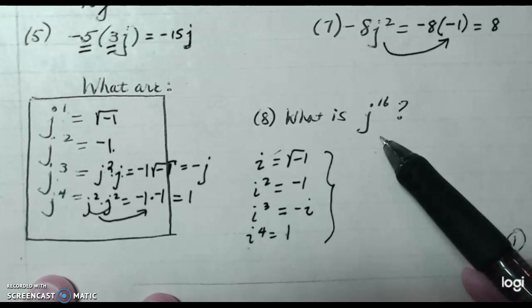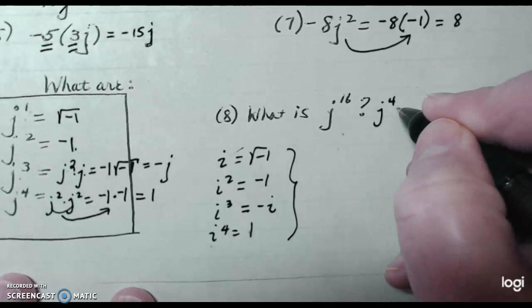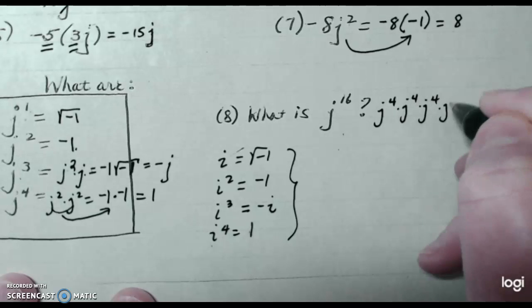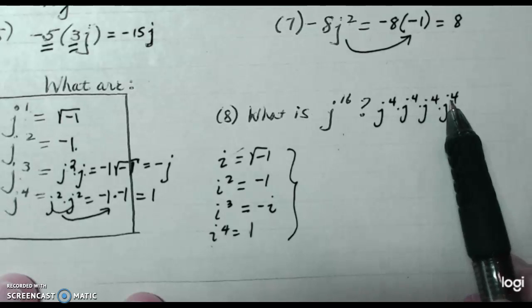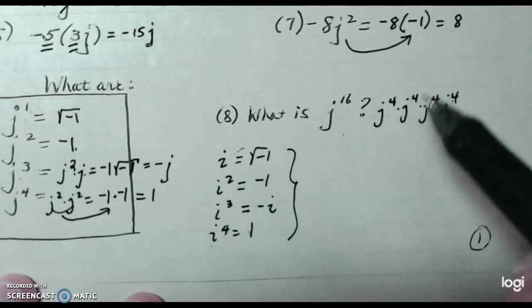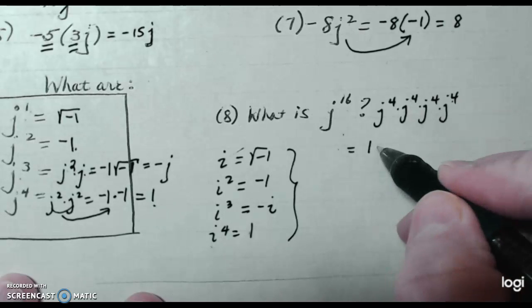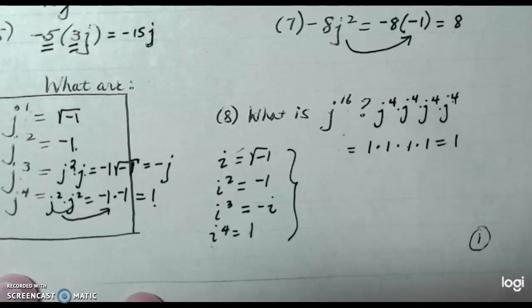But how about j to the 16th? How do you evaluate that? Using our rules of exponents, you can break that down to j to the fourth times j to the fourth times j to the fourth times j to the fourth. Let me double check. 4 plus 4 plus 4 plus 4 does indeed make 16. But we know j to the fourth was worth 1. So this is the same as 1 times 1 times 1 times 1, which equals 1.